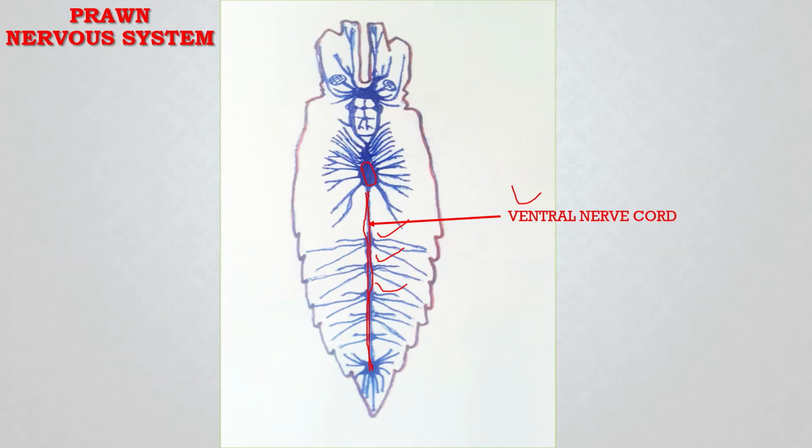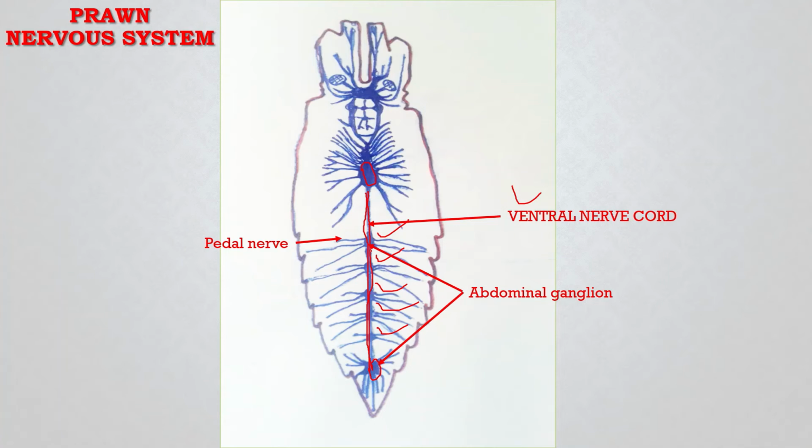Out of these, the first 5 are smaller compared to the sixth one. Each of the first 5 abdominal ganglia gives off 3 pairs of nerves.